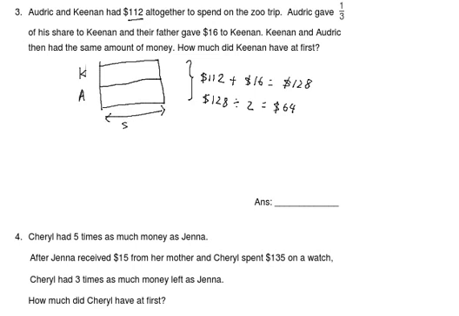Okay, now, because I need to find out how much did Keenan have at first, this is a work backwards kind of question, right? Yeah. At first means I'm working backwards.